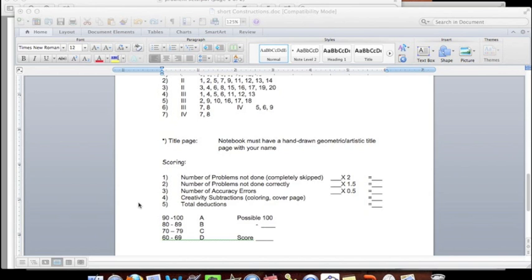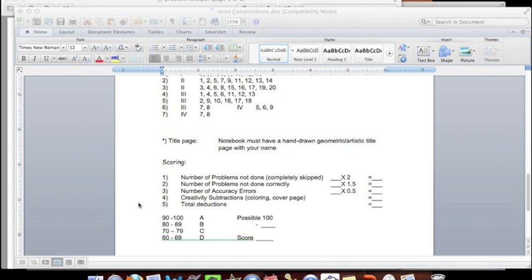If a problem is not done, completely skipped, like you just didn't do the problem, you're going to lose 2 points. Okay? Problem not done correctly means you tried something and it was wrong. But you tried something, you're only going to lose 1.5 points. Okay? Accuracy errors come in where you tried something and it was kind of right, but you maybe did part of it wrong. So something's right about it, something's wrong about it. We're going to lose some points for accuracy errors.